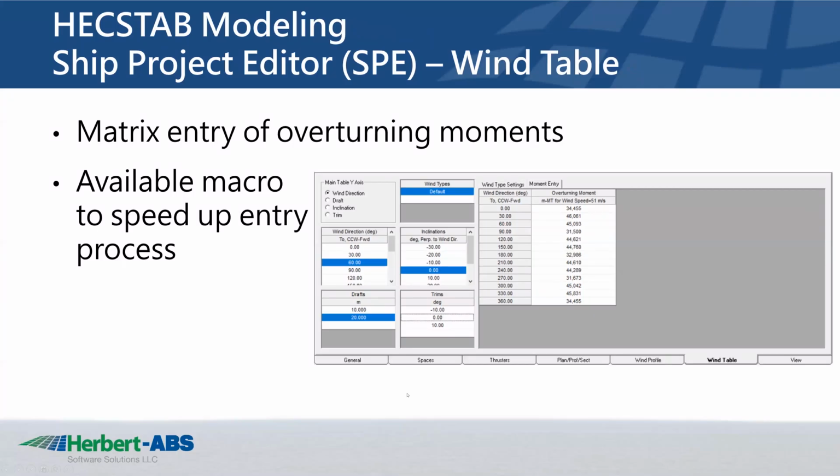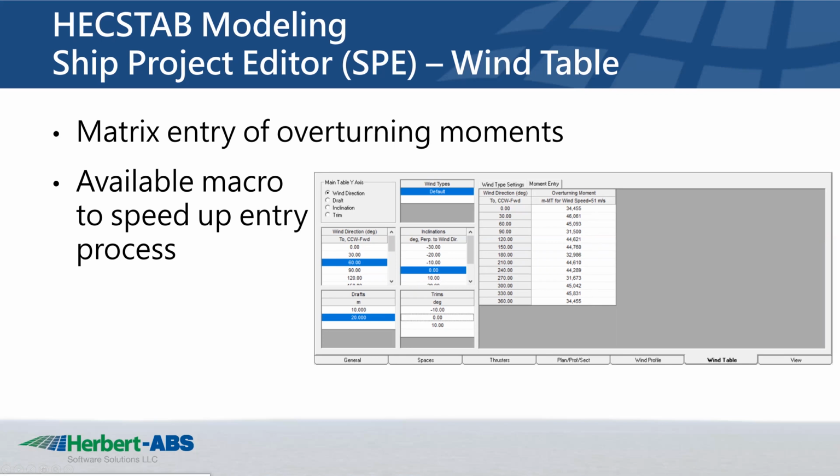Moving on to a more complex wind definition, the second one we have available is the idea of a wind table, which is essentially a matrix entry of wind overturning moments for different wind directions, inclinations or heel angles, vessel drafts, and trims. And so this is a very involved process where we go in, and for each different combination of these values, we have to enter in the wind overturning moment.